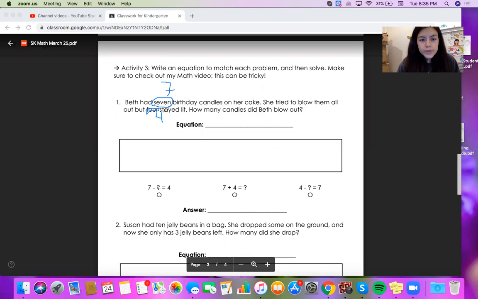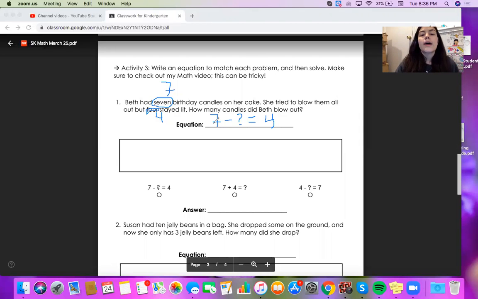So I have 2 numbers here, and I have to write an equation with it, which means one number has to be missing. So I started off with 7 birthday candles, which means that's my first number. It's my whole number. Minus, how many birthday candles did she blow out? It doesn't tell us. It just says that at the end, there were 4 left. So let's put the question mark here, because that's what we're trying to find out. 7 minus question mark equals, how many were left at the end? 4. Great. So this is what the equation looks like to represent this problem, because we haven't solved it yet.